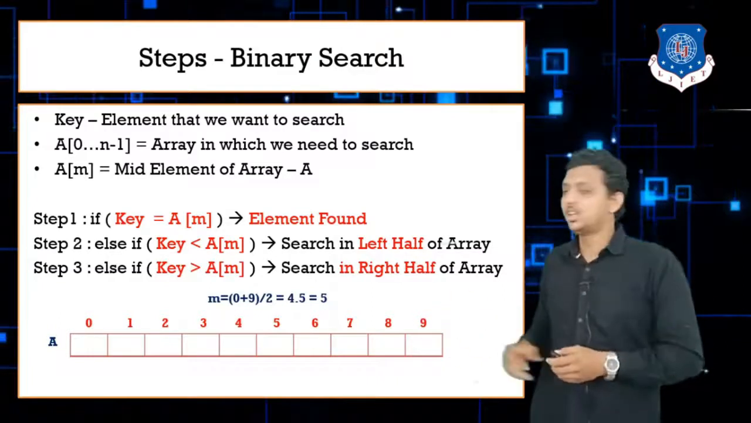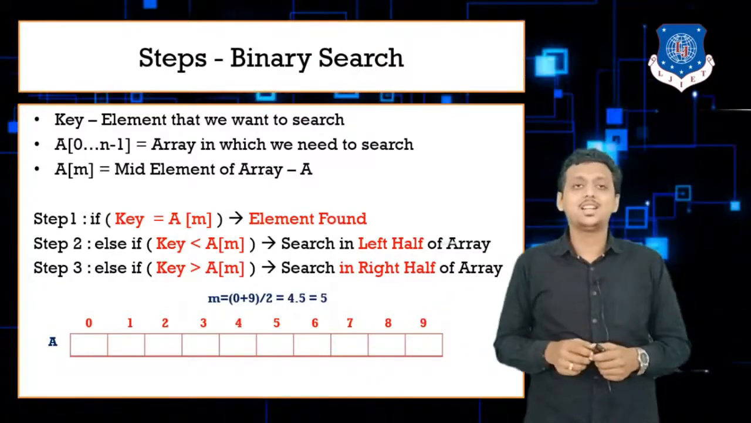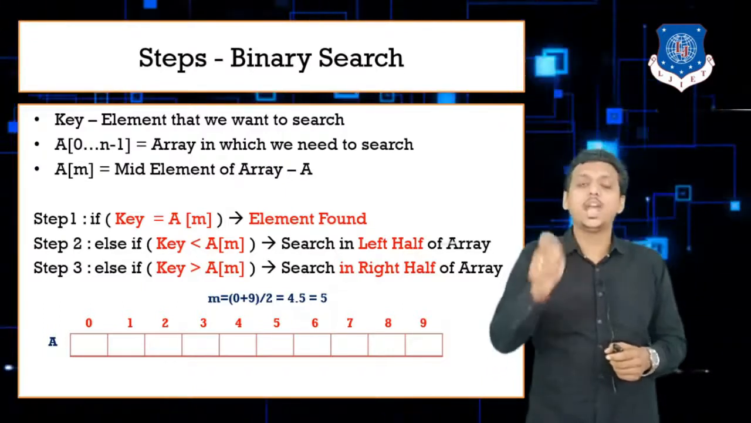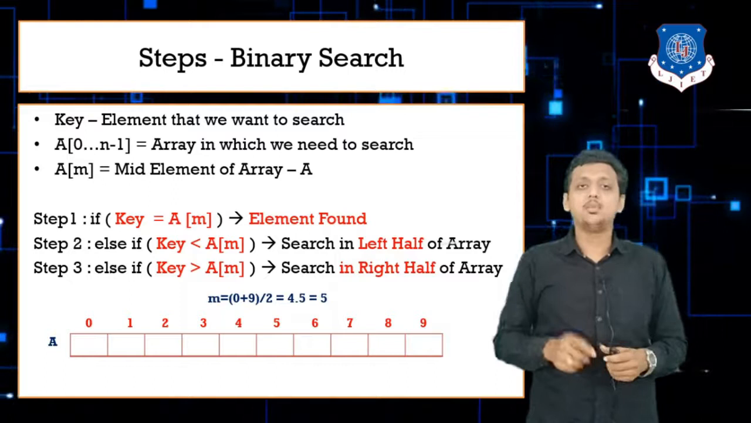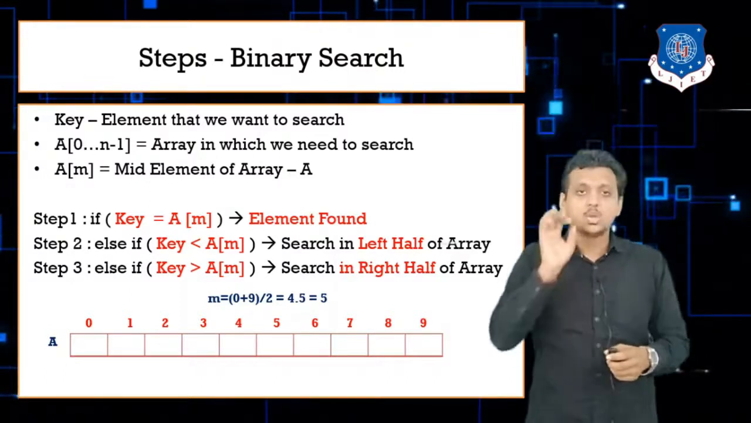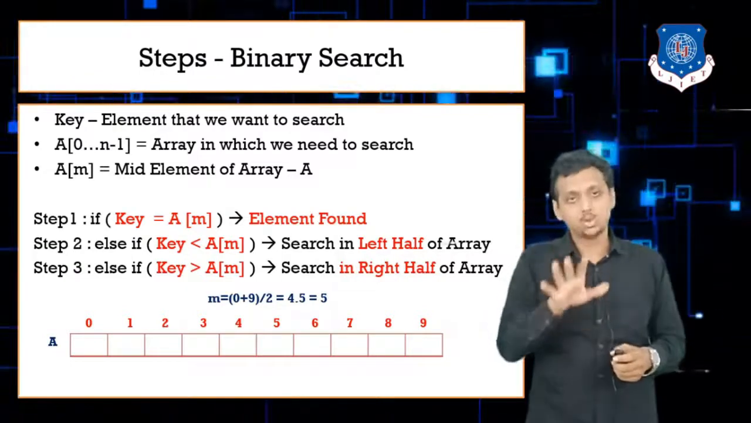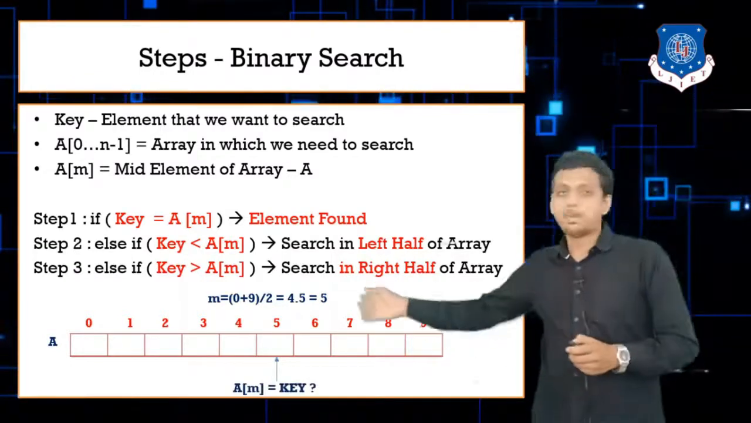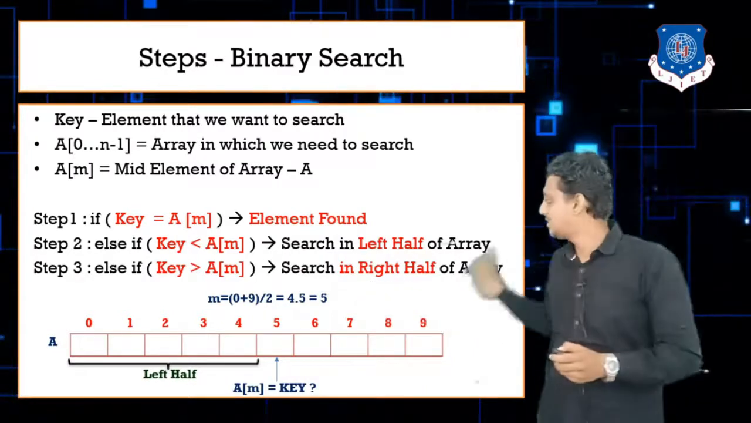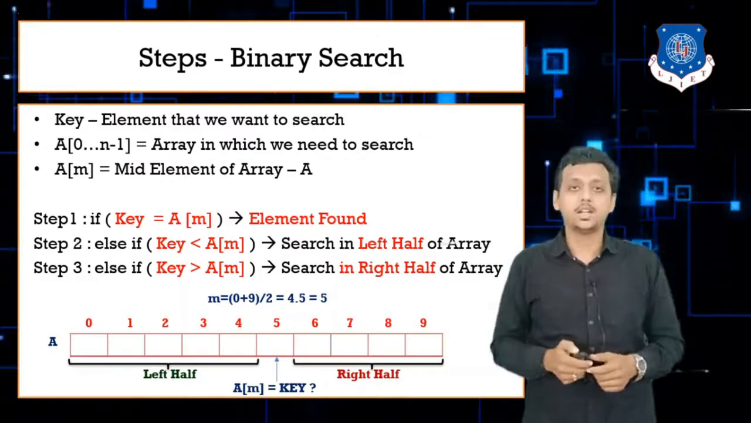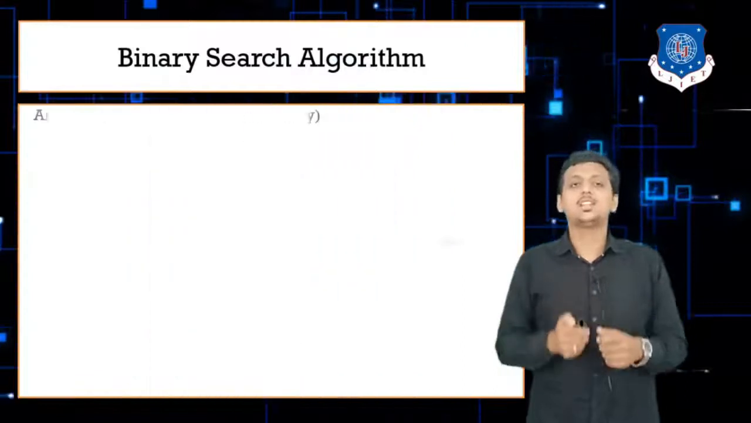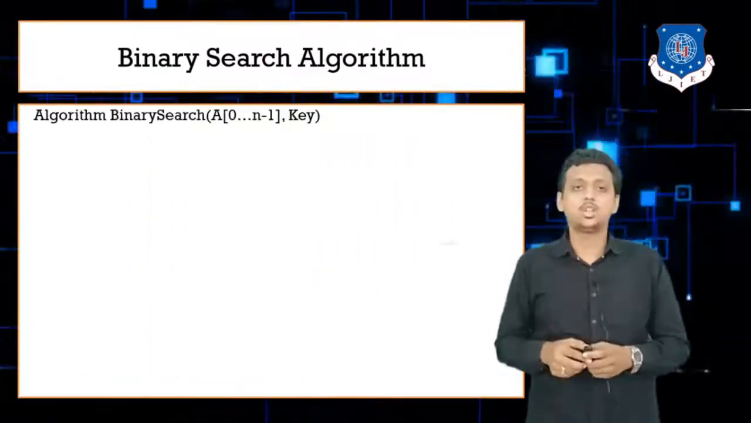So suppose here the total number of indexes are 0 to n, that means 0 to n minus 1, that means 0 to 9. So our middle element will become 0 plus 9 by 2, that is 4.5, so approximately 5. So m must be 5. So the left part, 0 to 4, is known as the left part, and 6 to 9 is known as the right part of m. Fine. So next we have the binary search algorithm. How does the binary search algorithm work?